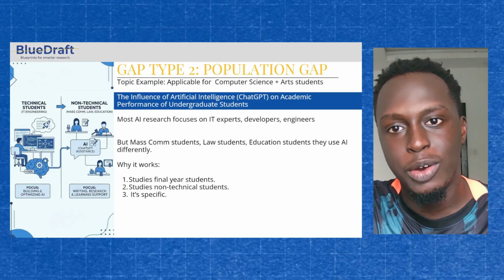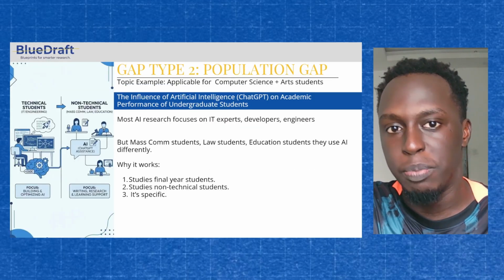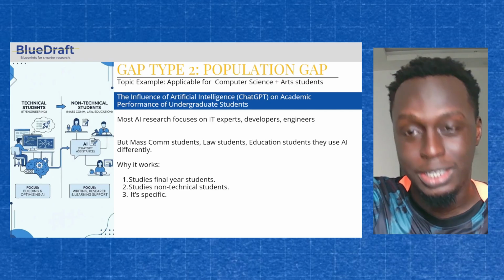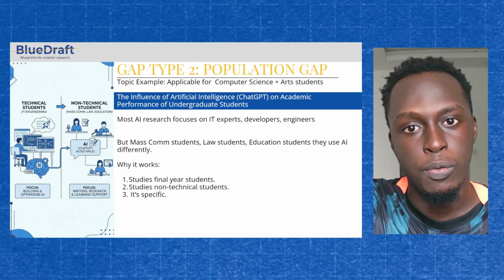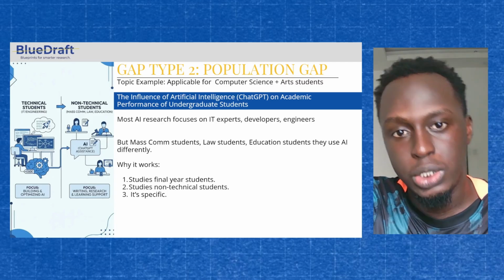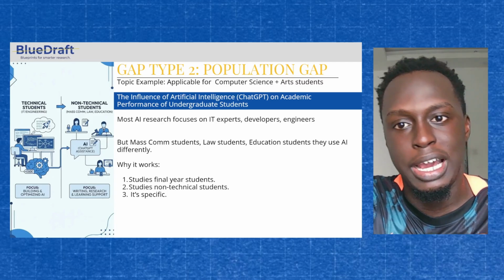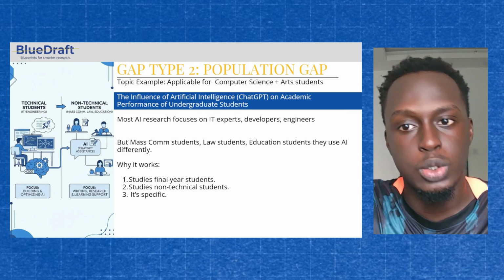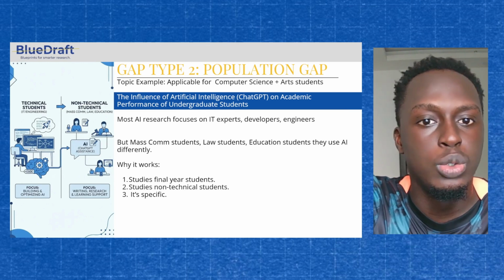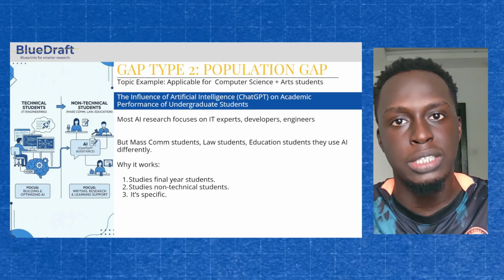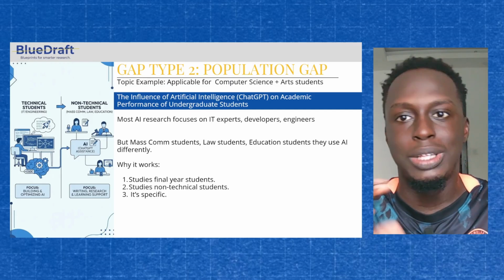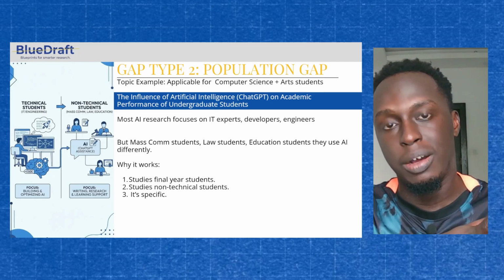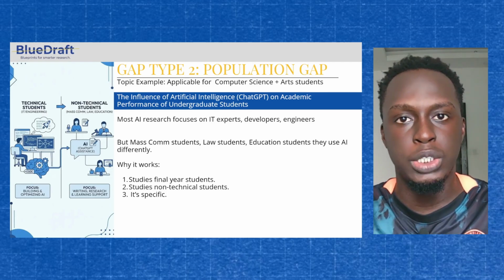The second gap option I normally use is the population gap. The topic: the influence of artificial intelligence, GPT, on academic performance of undergraduate students. Most AI research focuses on AI experts, developers, and engineers, but mass comm students, law students, and education students use AI differently. Instead of developers, we're trying to focus on students. So that's how the population gap works. You can pick what people are focusing on in a particular population and change the population to suit your needs.